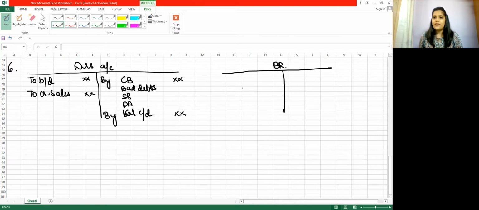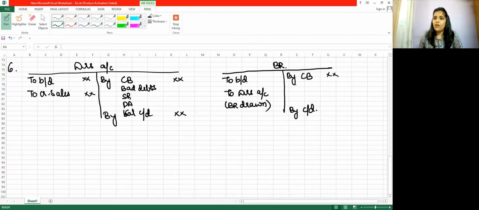Okay. Now, bills receivable account, again the same. You will have balance brought down, balance carried down. Then you will have to debtors account, that is your bills receivable drawn during the year. Then you will have by cash and bank. This is your bills honored during the year. If there's bills dishonored, then it will be by debtors account.